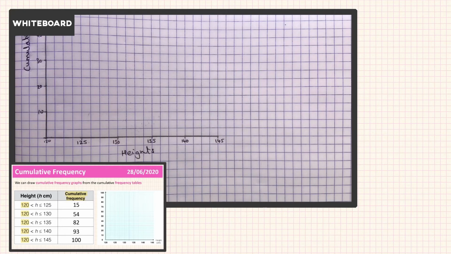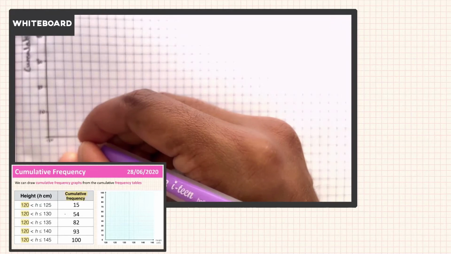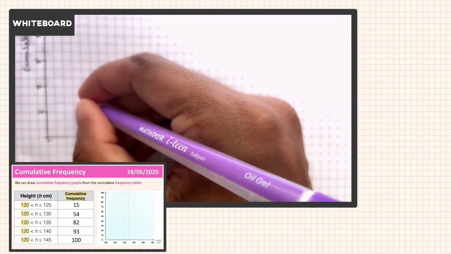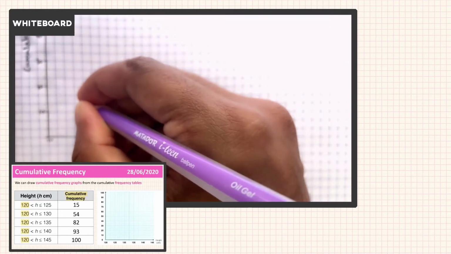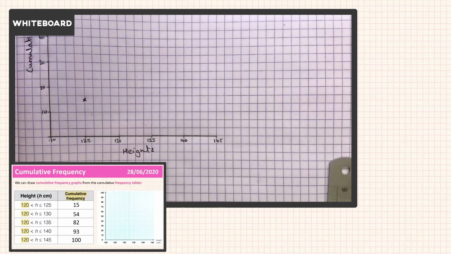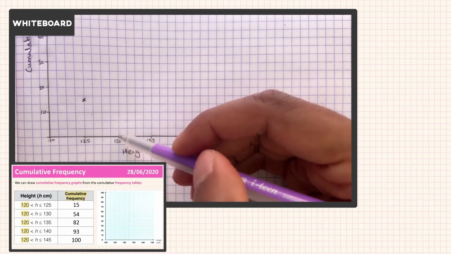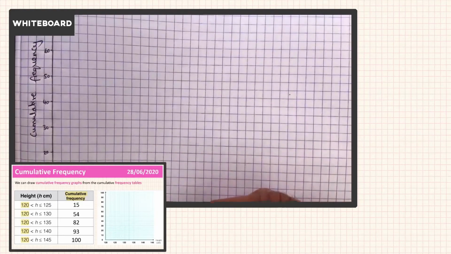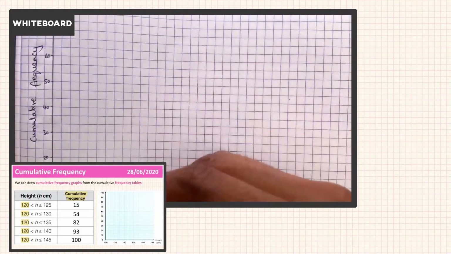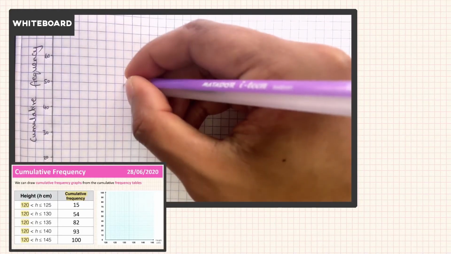We are going to plot at the end of each class. So the first point we're going to plot is at 125, because that is the end of the first class. So I'm going to go to 125. I'm going to go up to 15 on my graph, and I'm just going to draw a little X there. There you go. That's where 15 would be. And then I go to 130 and I go up to 54. So for me, I'm going to have to scroll up to 54. So there's 130. I follow it up. That's 50.